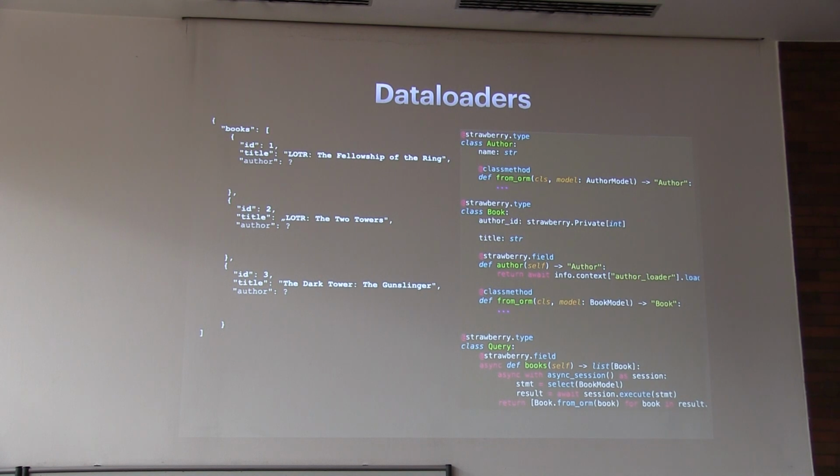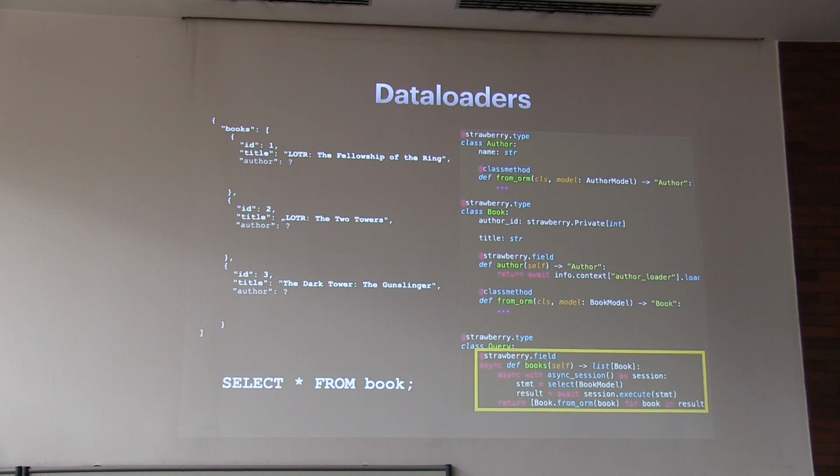So let's go once again over the code that we just discussed, but how it's going to behave with the data loaders. The first step is going to be pretty similar. We use the root query to fetch all the books and generate the following SQL query. But what's going to happen when we try to start resolving the authors?